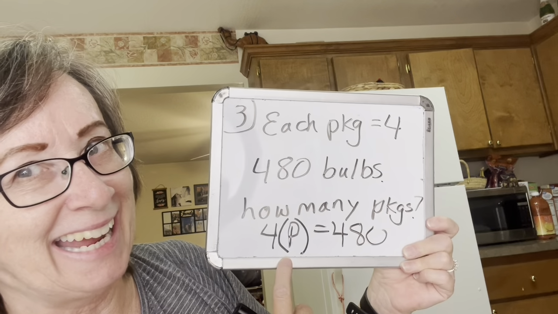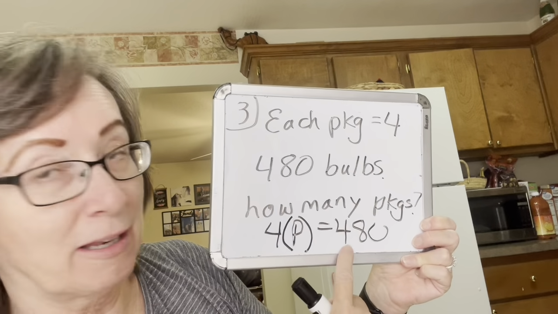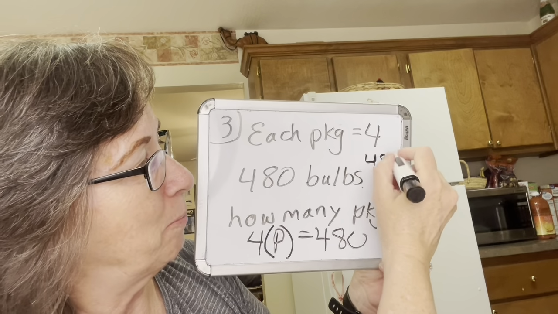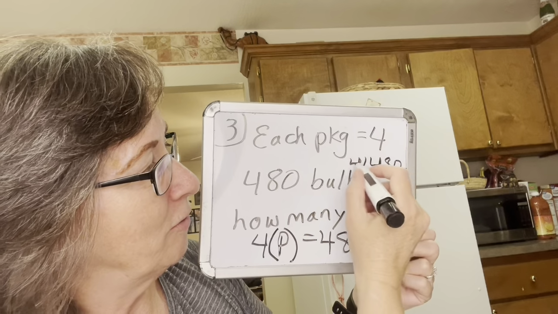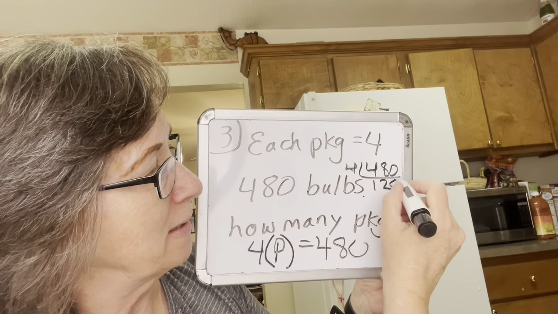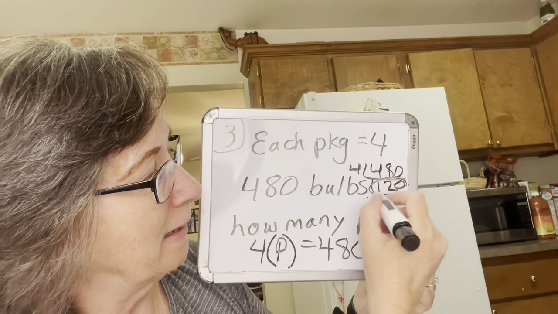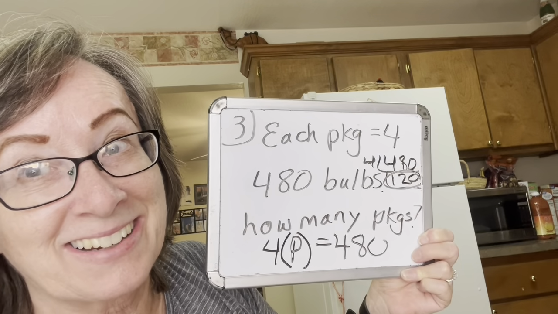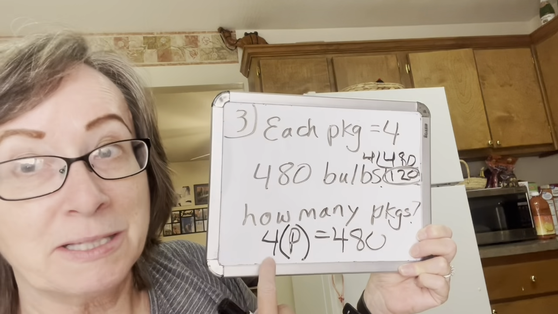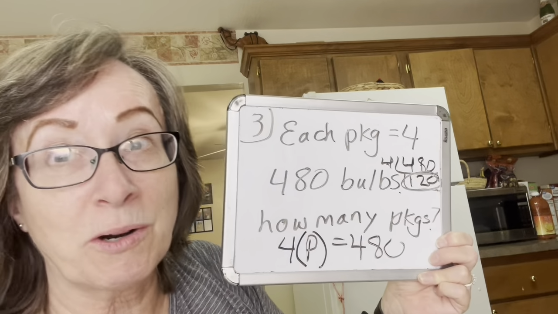Well, 480 has 4s all over the place, doesn't it? 480 divided by 4, 4 goes into that 1 time, 4 goes into that 2 times. It's 120. And we're going to stop right there because that's our answer. 120 packages times 4 gives us 480 light bulbs.